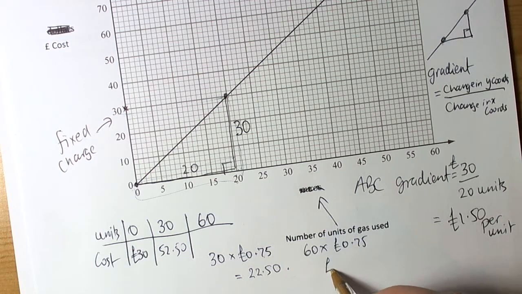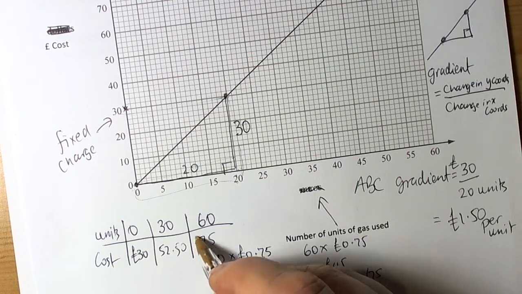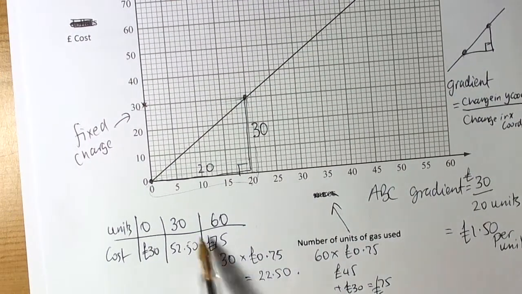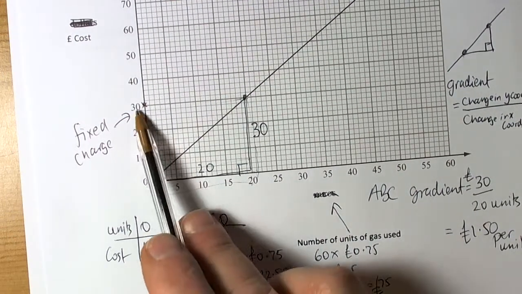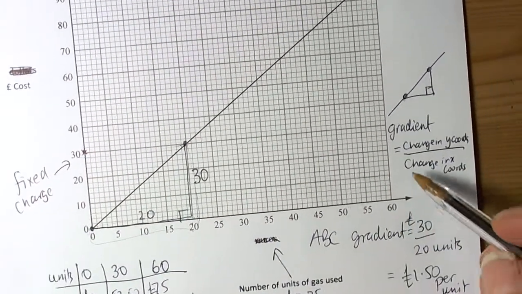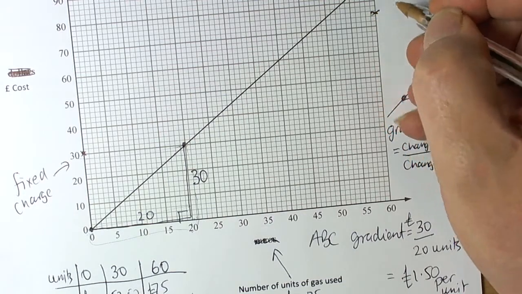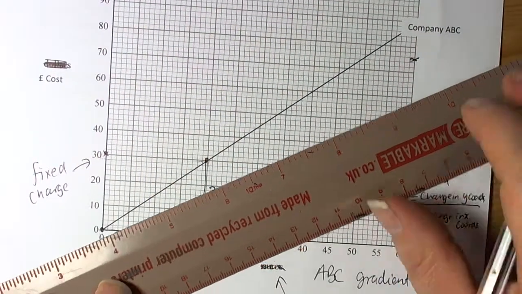And then for 60 units it's going to be 60 times 0.75, which is £45, and we've got to add on the fixed cost again, remember, so altogether that'll be £75. So the cost of 60 units will be £75. So we've got our three coordinates. We've already plotted one of them for the fixed cost, so we've just got to plot the others. So 60, 75 is going to be there, and we can join that together.